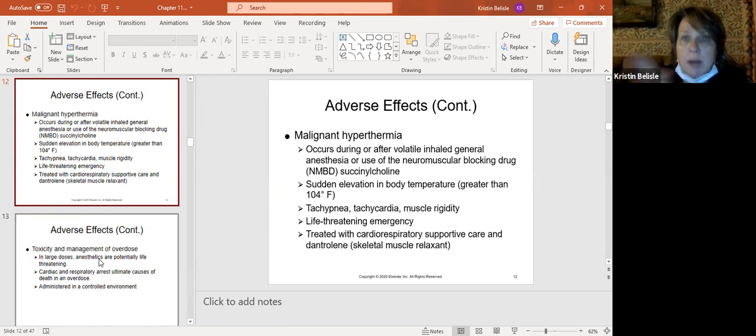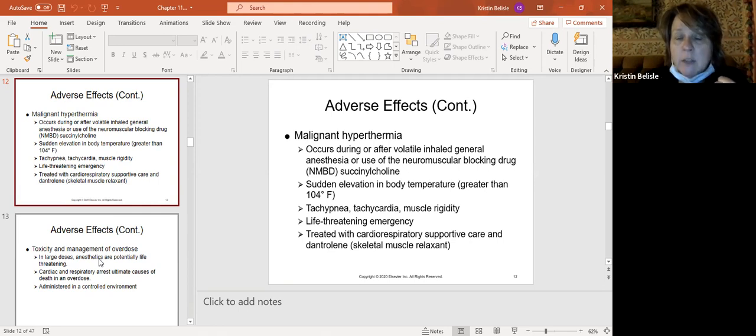It occurs during or after volatile inhaled general anesthesia or use of the neuromuscular blocking drug SUX or succinylcholine. Sudden elevation of the body temperature greater than 104 degrees. So you're going to get malignant hyperthermia. Their temperature is going to skyrocket. All of a sudden, they become tachypneic, tachycardic, and have muscle rigidity. They're just going to tighten everything up. Their muscles will become rigid. It's a life-threatening emergency.